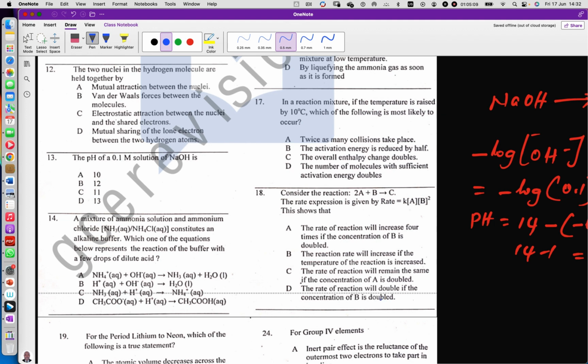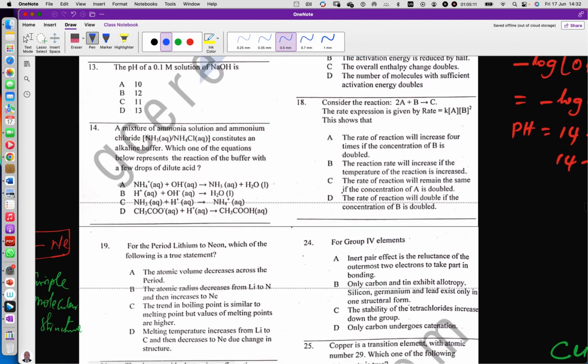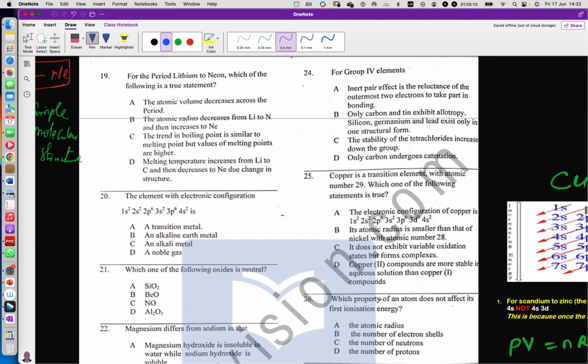Okay, question number 19 has to do with maybe the periodic table. For the period lithium to neon, which of the following is a true statement? Period lithium to neon, that is period 2 of the periodic table, if I'm right.